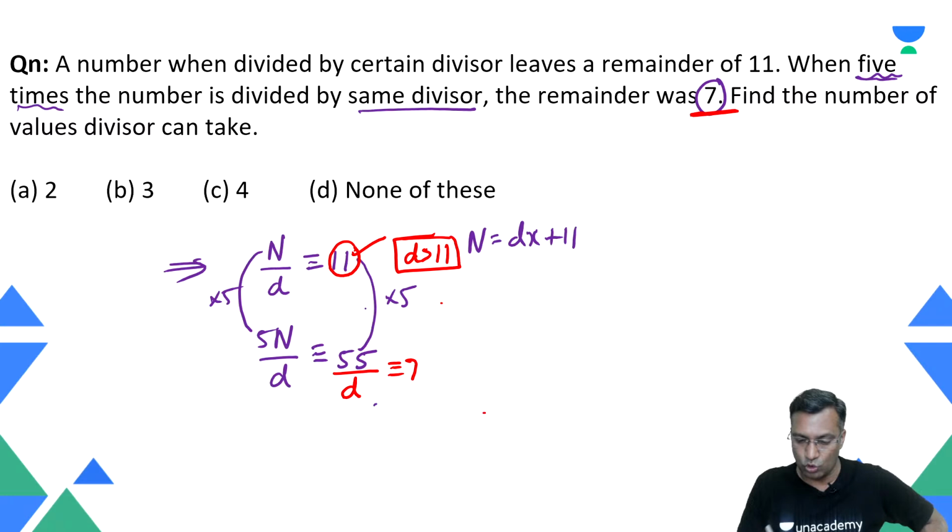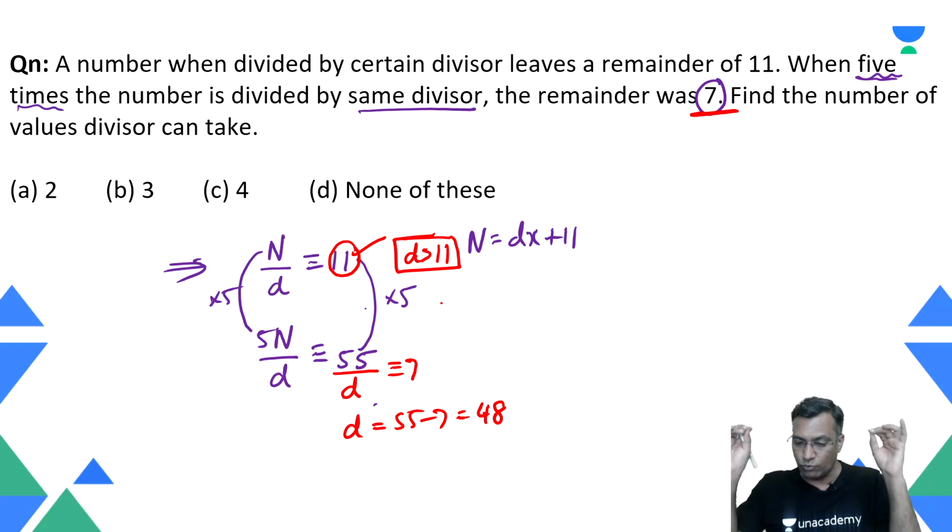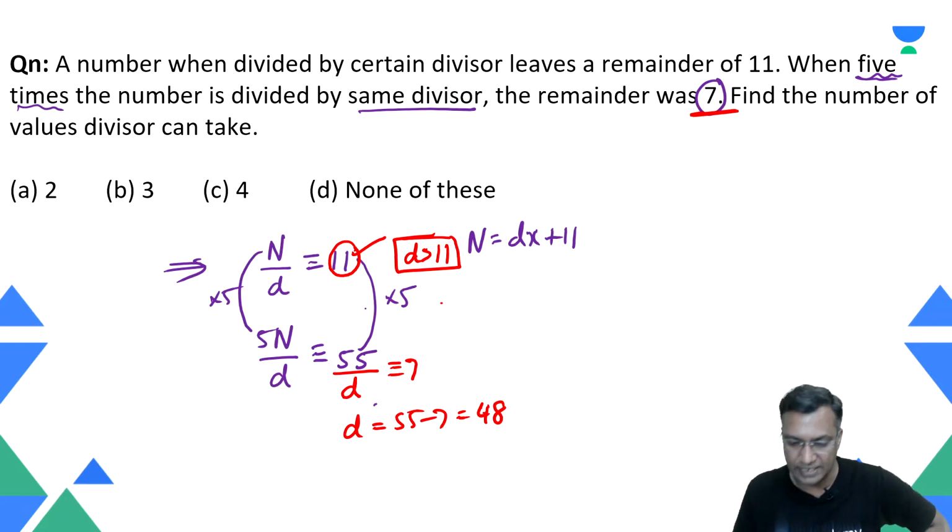Good enough. So let's go back. Therefore, what is one of the values the divisor can take? One of the values the divisor can take is 55 minus 7, which is equal to 48. That is one of the values the divisor can take, right? Okay, yeah. So let's come back to this. Therefore 48. I am asking, find the number of values the divisor can take.